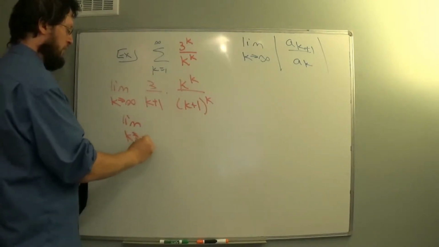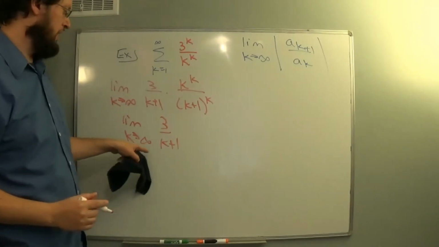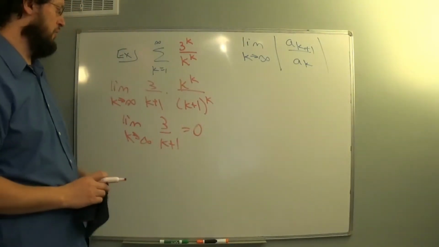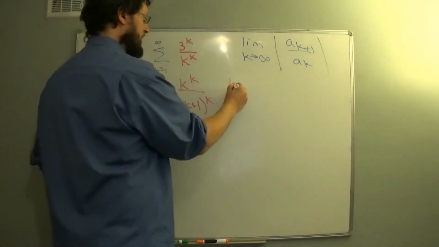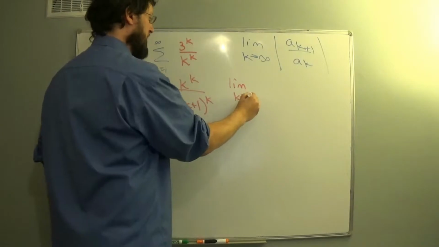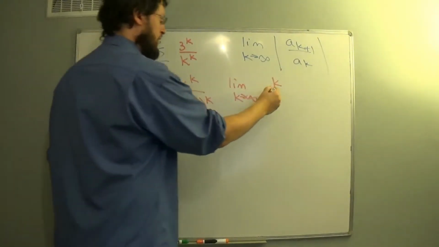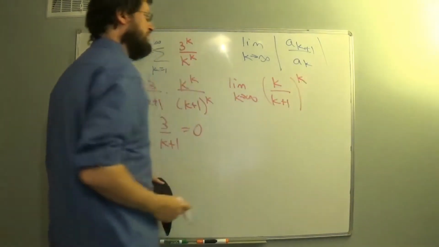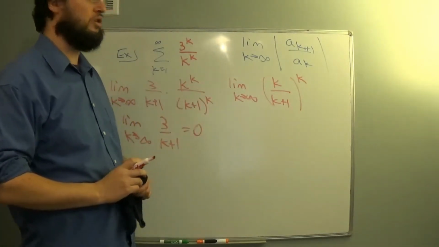The limit as k goes to infinity of 3 over k plus 1, that one's easy, right? As k goes to infinity, that's just 0, because the denominator goes to infinity. The other one's a little bit harder. The limit as k goes to infinity of k to the k over (k plus 1) to the k, now I'm going to write this as k over k plus 1 all raised to the k. I can do that because k is the same exponent on both.